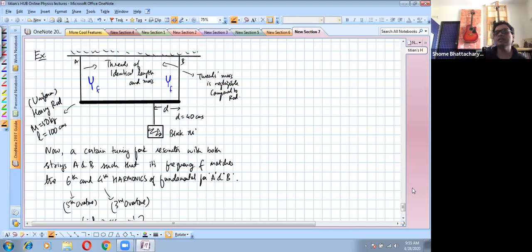So from that you will get some relationship between the tensions, and from that relationship between the tensions you will get the idea about where this is attached. I mean, how much mass is attached. You will get another relationship for the tensions by doing torque balancing.